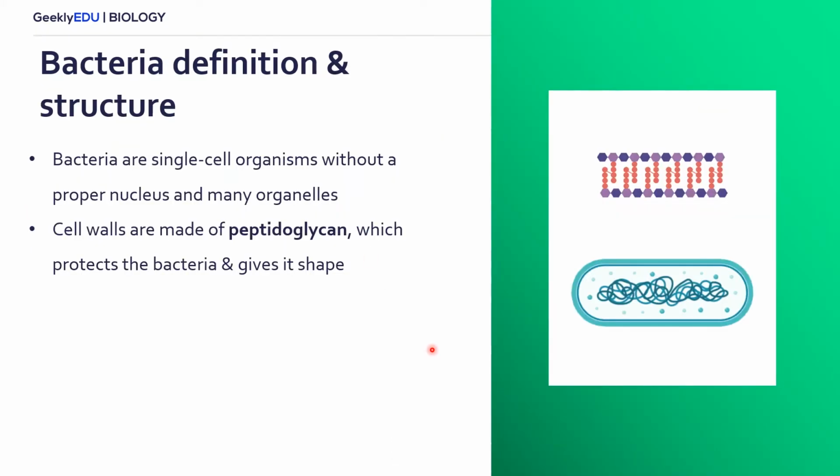Starting with bacteria, so bacteria are single-celled organisms, as I mentioned, without a proper nucleus, and many of them don't have proper organelles. And bacteria have cell walls that are made of peptidoglycan, and peptidoglycan is composed of sugars and amino acids, and these basically help that bacteria have a strong cell wall that protects it and gives it its shape. And then this is just a figure here of the peptidoglycan.